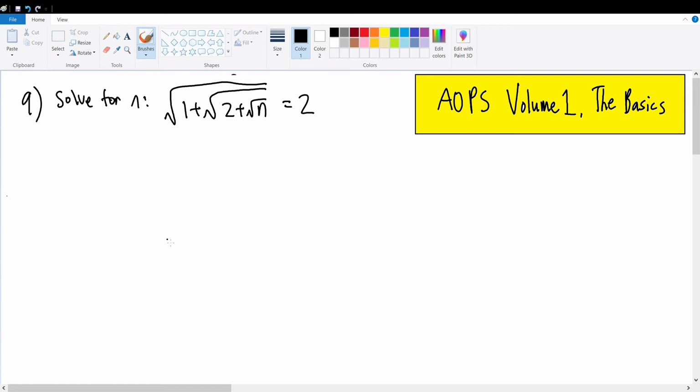AOPS Volume 1, the basics. Solve for n. The square root of 1 plus root 2 plus root n is equal to 2. Given this equation, we're trying to solve for n.